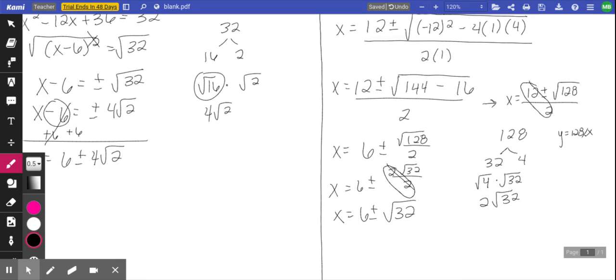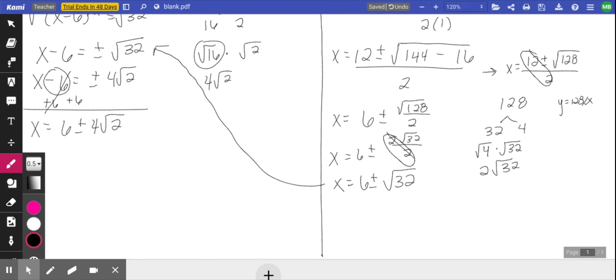Well, this is looking familiar. Oh, I simplified it before. We already know that the square root of 32 simplifies to 4 times the square root of 2. So now I can say this is 6 plus or minus 4 square root of 2.